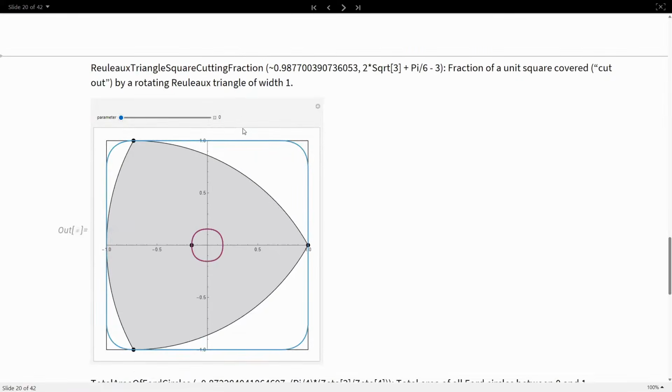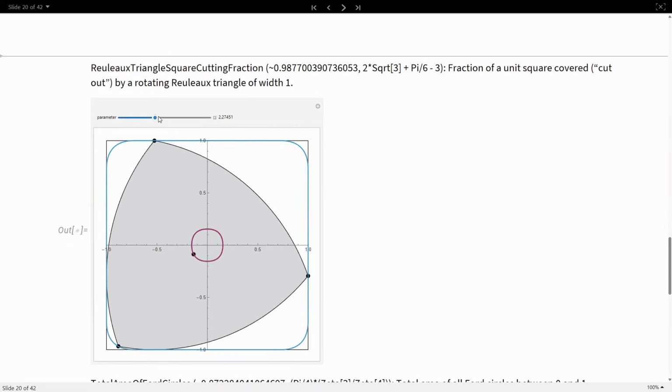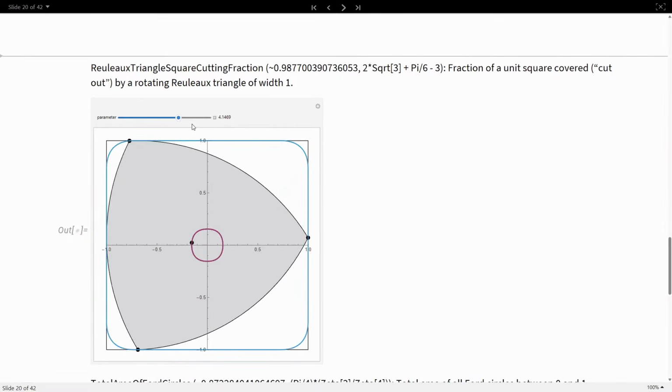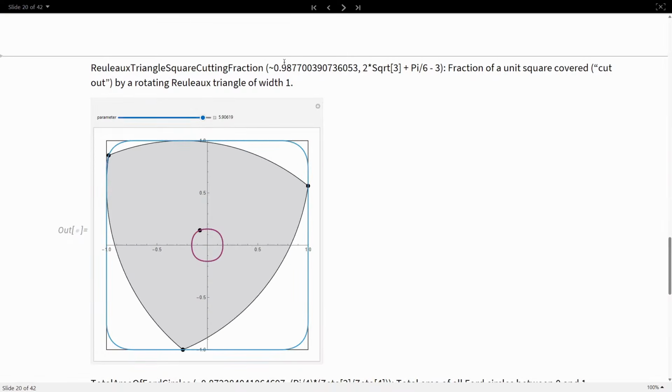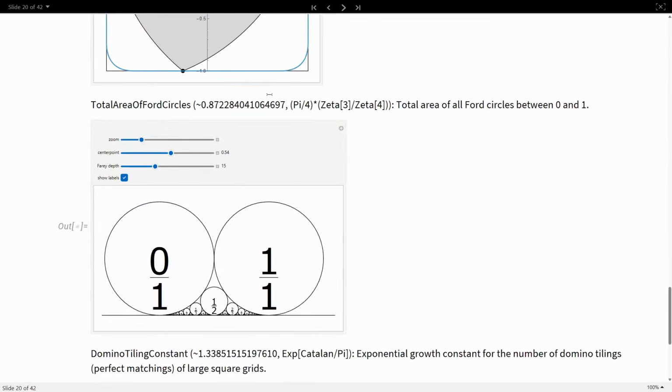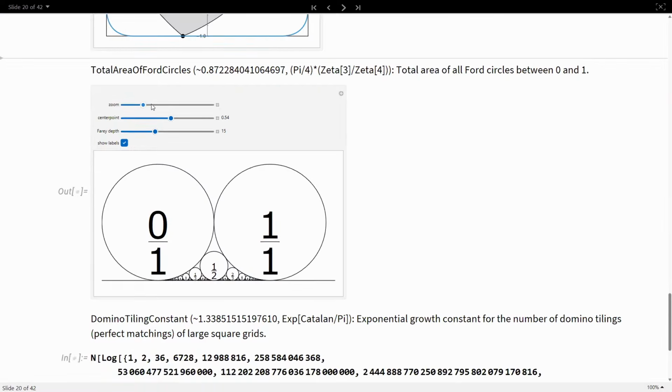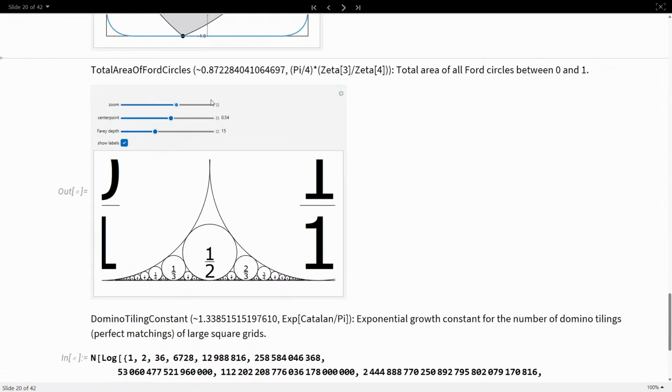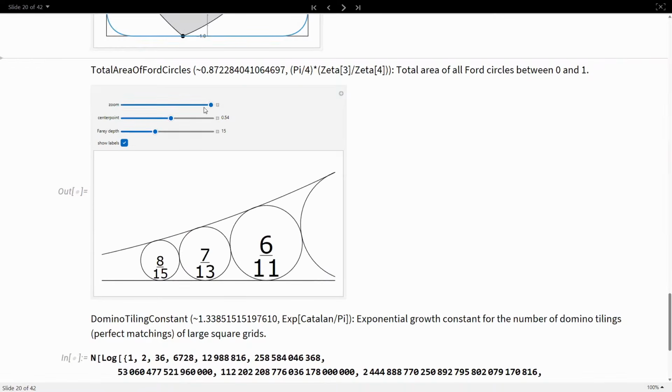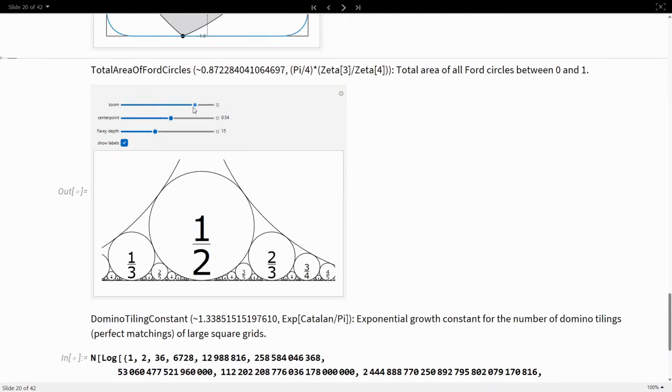If we roll around a Reuleaux triangle in a square, the amount that's cut off as we roll the Reuleaux triangle around is 0.9877, or this value here. If we look at the total area of Ford circles, these items here, these fractions make a Stern-Brocot tree.